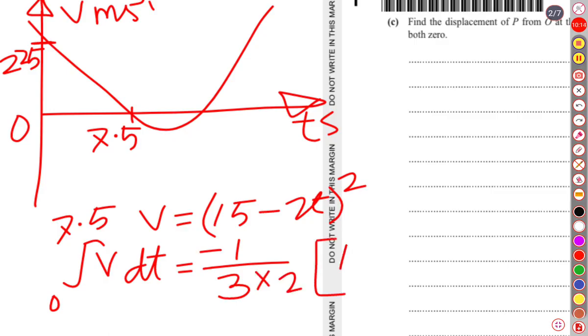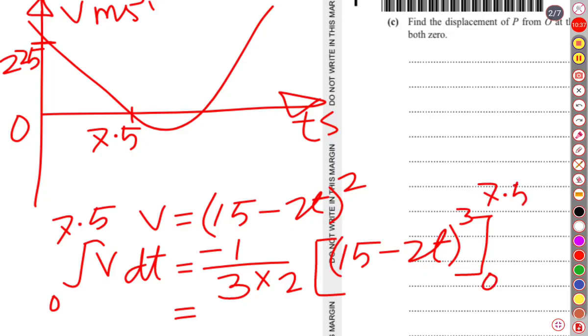The inner function is going to be 15 minus 2t, and the exponent is going to be 3. So this is our expression, and the limit is from 0 until 7.5 seconds. Then if we integrate velocity, we know this is nothing but displacement.